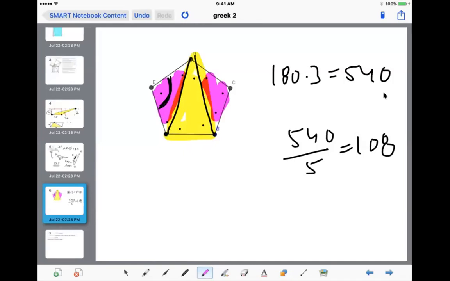Everyone take a minute to ponder that question. It's kind of like a good thought-provoking question. My question is, what are these angles going to be? These 2 angles are going to be the same, whatever they are, and this one's going to be different. Okay, so take a minute to ponder that, please.